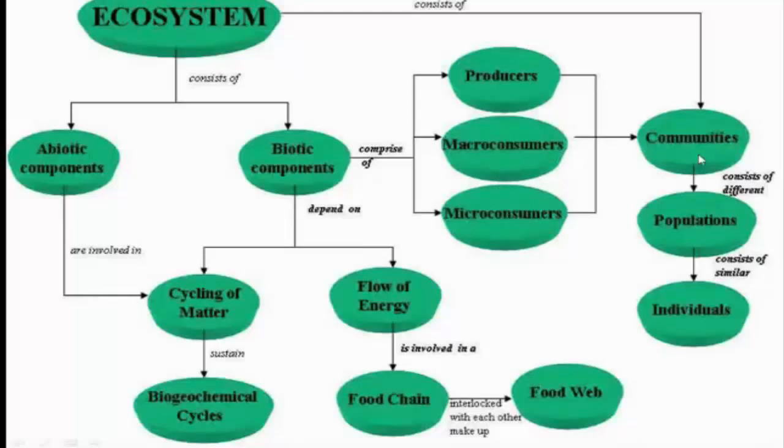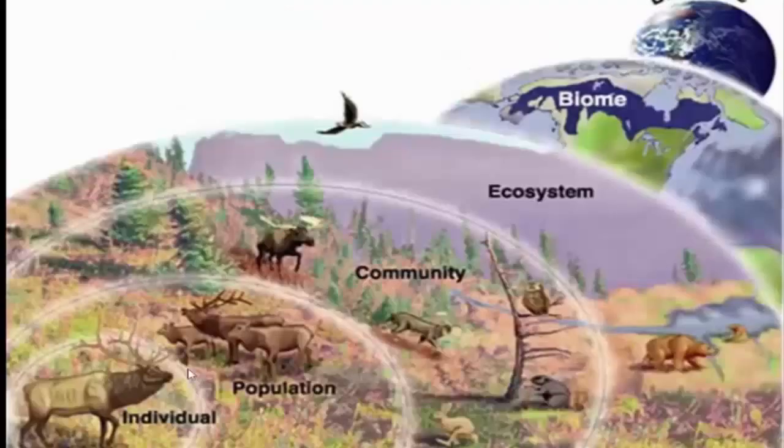We have here the communities, which consist of different populations, and a population consists of similar individuals. So an ecosystem is composed of the communities, biotic components, and abiotic components. So here we have the process: as more individuals combine, a population evolves; more populations combine, a community results; more communities, an ecosystem will be produced; and more ecosystems, we have the biome, and more biomes, we have the biosphere.